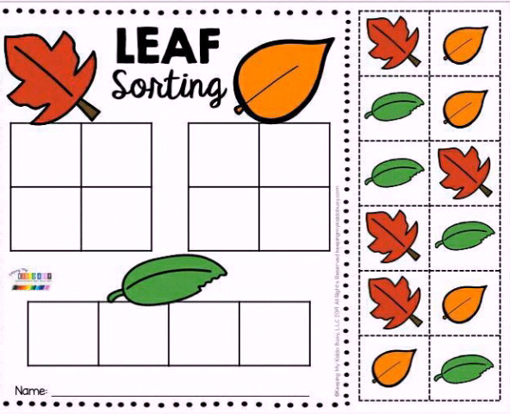Parents, you can ask the child to use their pointer finger of the right hand and tell them to point out to the leaves in which box they will come. Okay, this is called sorting.